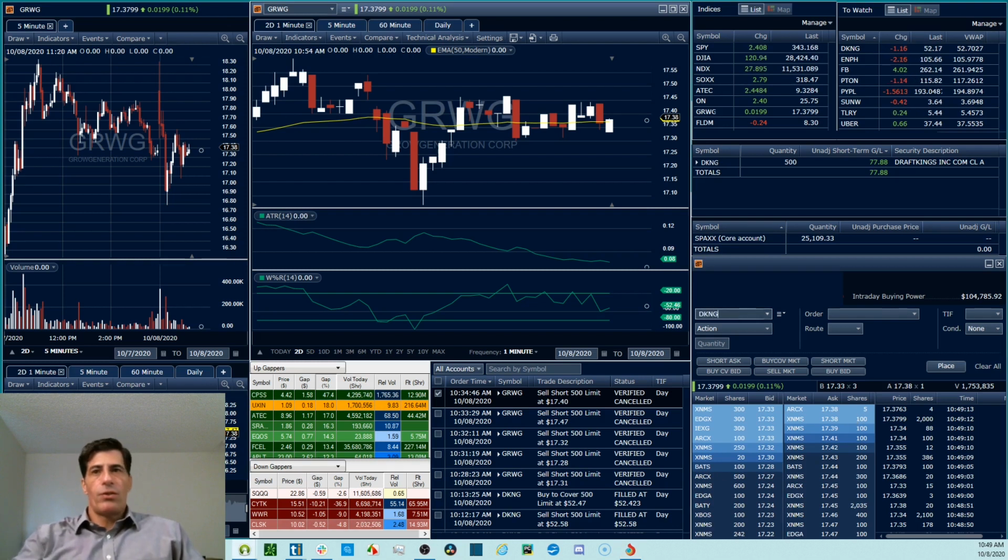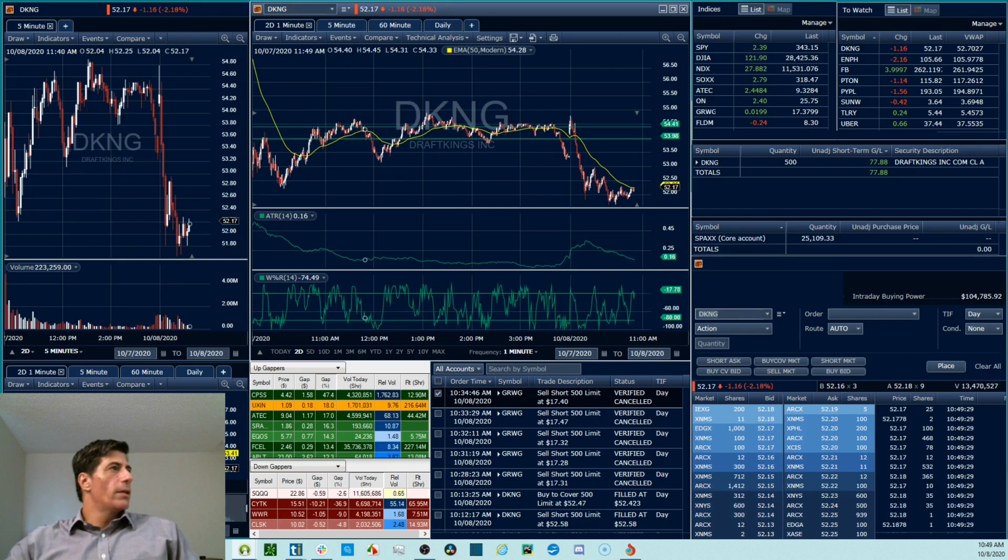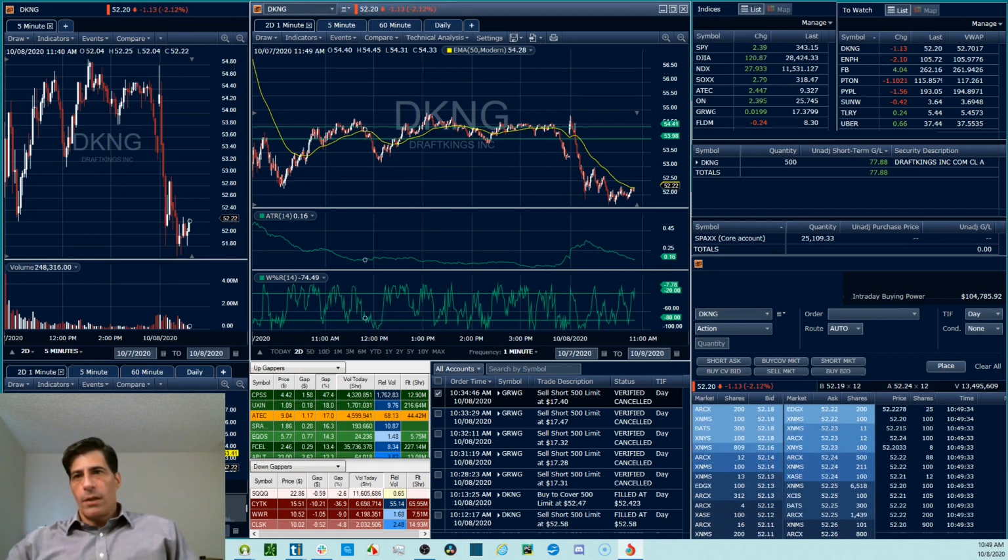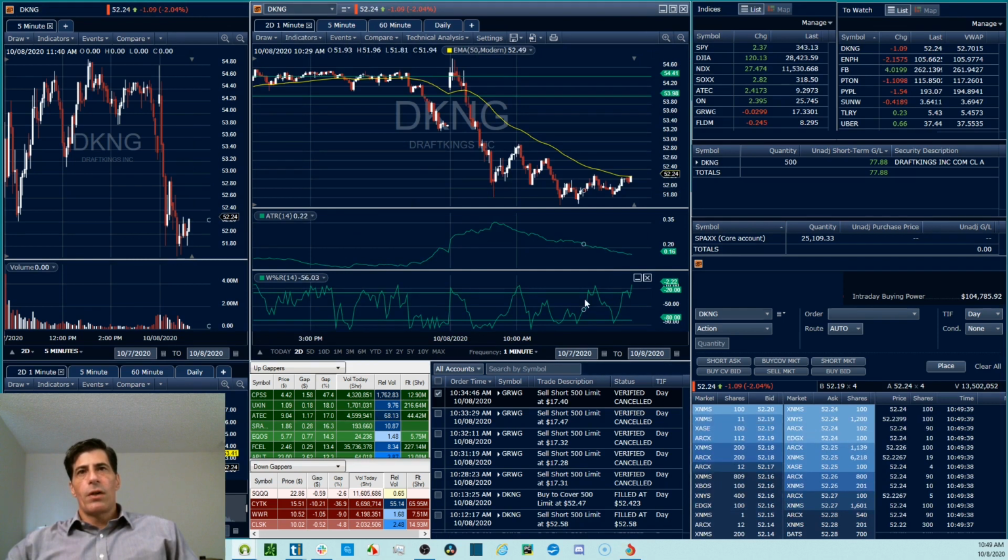Let's go look at DKNG. So again, this is a lot faster. There's another lower float, but let's take a look at this chart and see what we can figure out. I use Williams percentage R sometimes. This is at an extreme level right now.